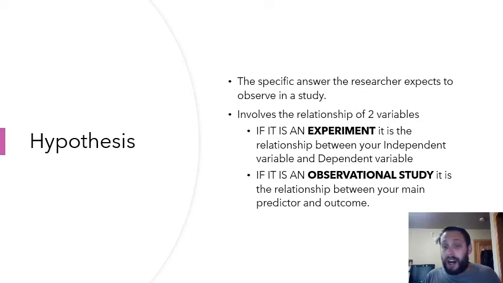Now, I say that word cause because experiments can have some causal effects. I say that with a grain of salt because even then we're still unsure sometimes. It depends on how the experiment was set up if we can talk about causal claims. But here it could potentially be the independent variable causing the dependent variable. If it's an observational study, it's a relationship between your main predictor of interest and the outcome variable. Now, it's not saying anything causal when we're talking about an observational study, because observational studies are not causal.